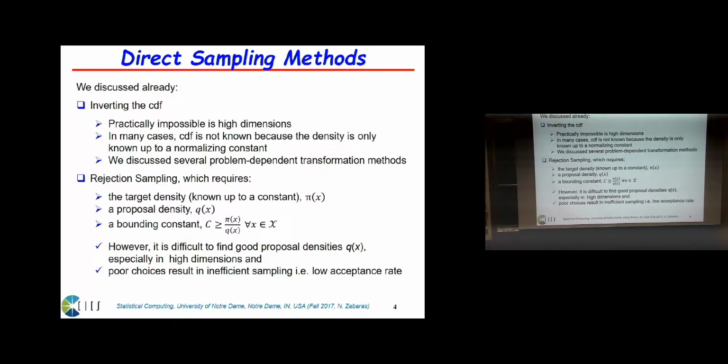The important concepts here are the introduction of this proposal density, and more importantly, the fact that the samples we get from Q of x are not all accepted. So today we're going to try to improve in the sense that we sample from some proposal distribution, but somehow we accept all the samples. We will see how that may work.